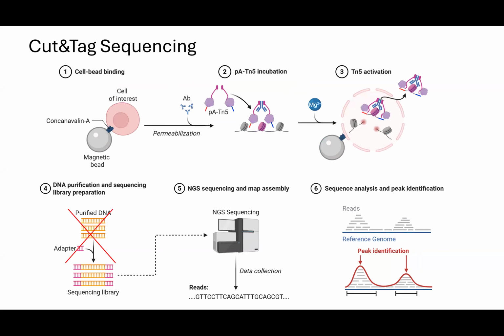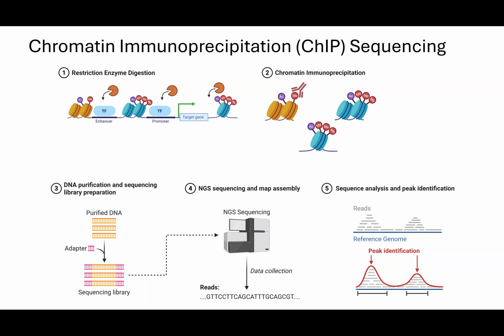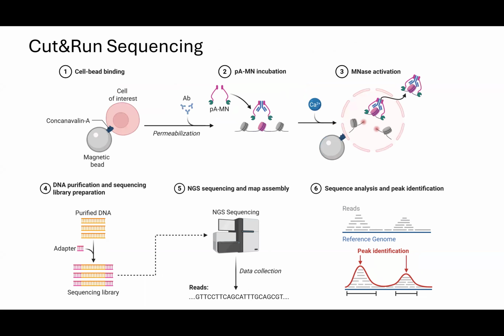With cut and run and cut and tag, you're usually going to use unfixed, fresh tissue. That has its pros and cons as well. As another disclaimer, generally the antibodies and conditions that work for ChIP-seq are different than those that work for cut and run or cut and tag. They work quite a bit differently.